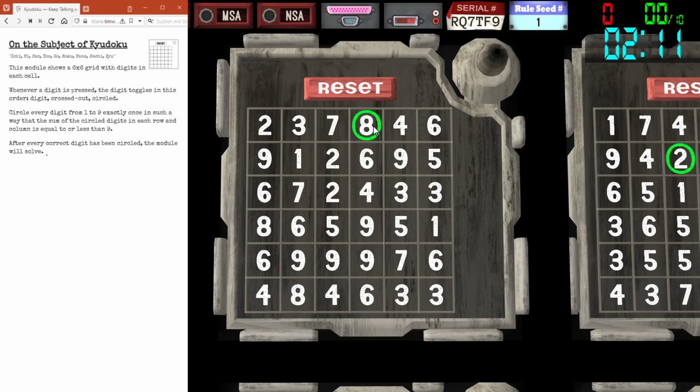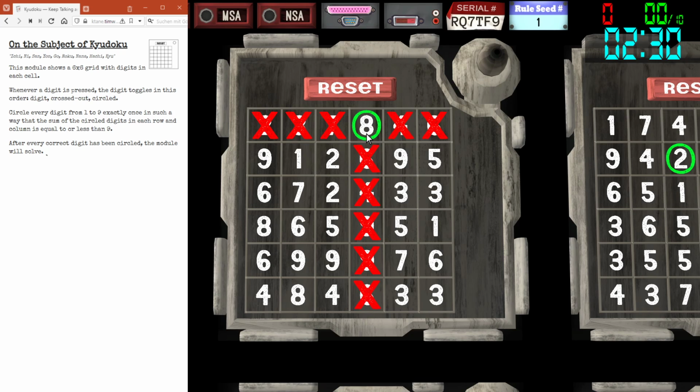Now, since this 8 is circled, we know that this 4 wouldn't work, this 6 wouldn't work, this 7, this 3, and this 2 wouldn't work. All of these digits together with 8 would be greater than 9. Same for all of these. This is for the column.